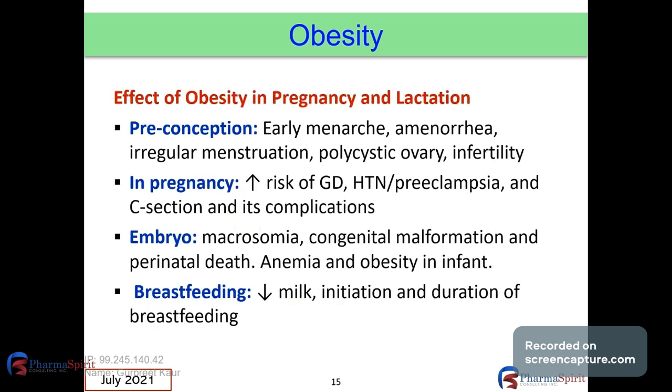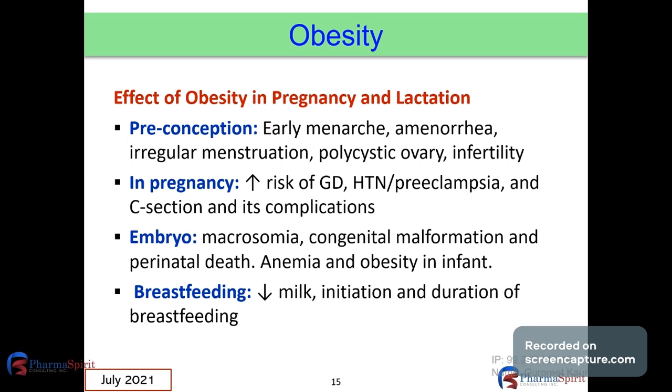Okay, so now we'll start looking at the effect of obesity in pregnancy and lactation. This effect is going through different phases. So preconception, the female may have early menstruation, may have amenorrhea, may have irregular menstruation, or polycystic ovary and infertility. In pregnancy, obesity will increase the risk of gestational diabetes, hypertension, and C-section with all the complications of the C-sections. To the embryo, when a pregnant lady is obese, the embryo is at increased risk of macrosomia, which is to have a large baby, congenital malformations such as neural tube defect and oral cleft, and prenatal death.